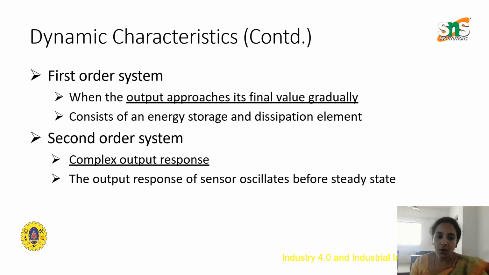So the next one is the first order system. When the output approaches its final value gradually, we say it is a first order system. When the system consists of an energy storage and a dissipation element, then we say it is a first order system. Second order system means a complex output response. The output response of the sensor oscillates before the steady state. Then we say it is a second order system.